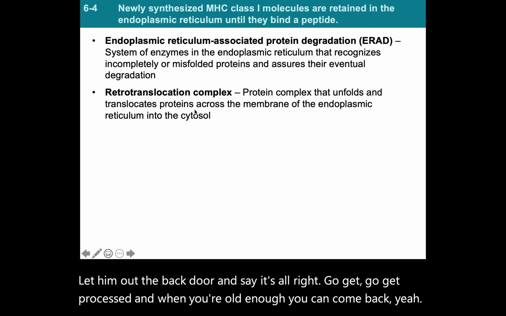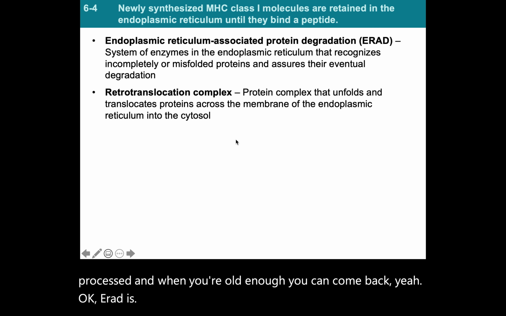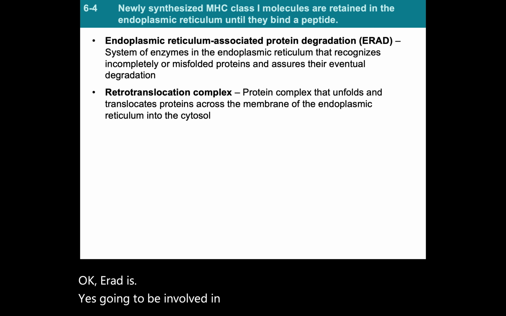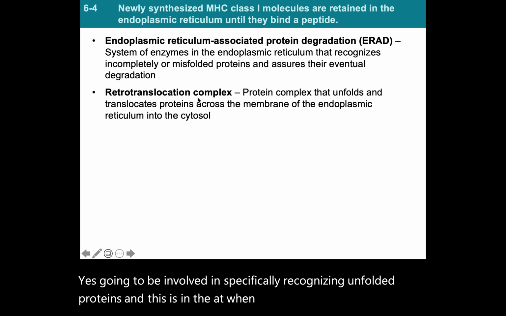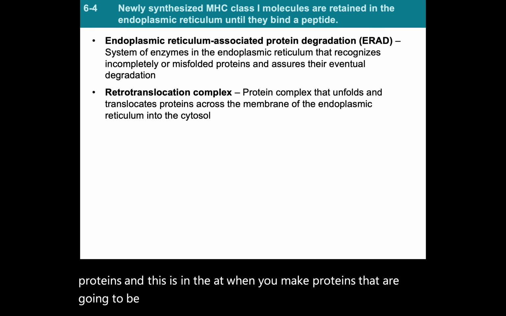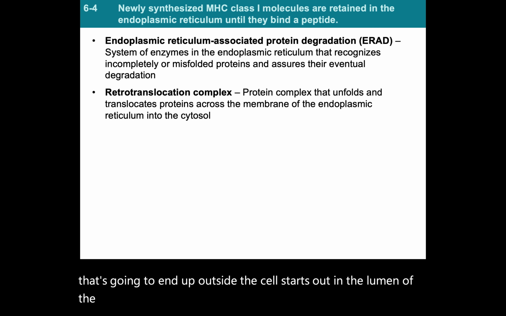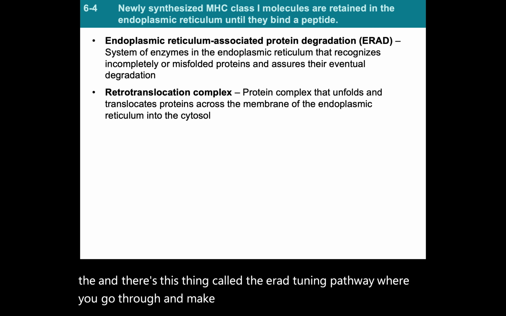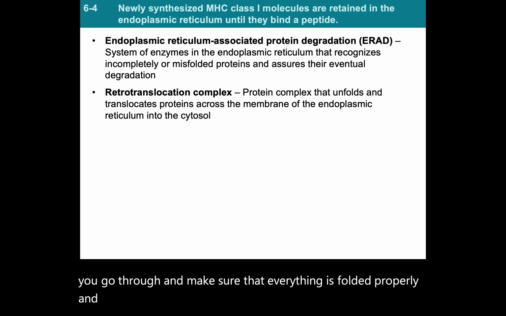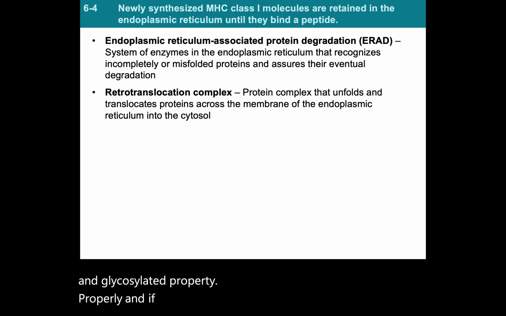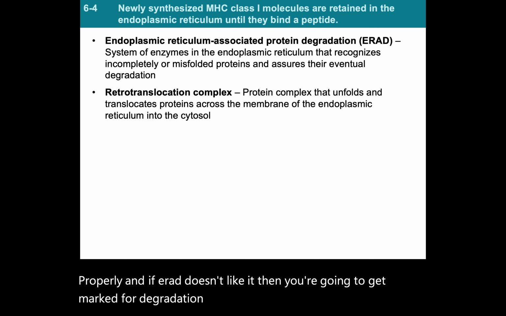Okay, ERAD is going to be involved in specifically recognizing unfolded proteins. And this is in the ER. When you make proteins that are going to be glycosylated, that are membrane proteins, the part that's going to end up outside the cell starts out in the lumen of the ER. And there's this thing called the ERAD tuning pathway, where you go through and make sure that everything is folded properly and glycosylated properly. And if ERAD doesn't like you, then you're going to get marked for degradation. And so be it. That's a good thing.